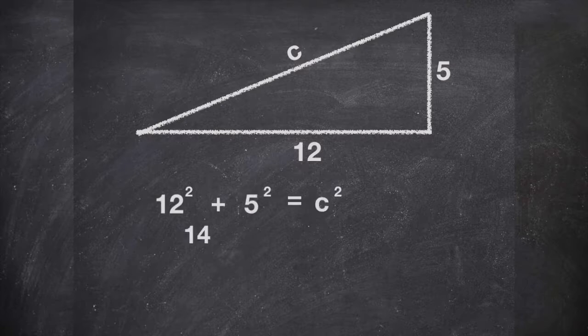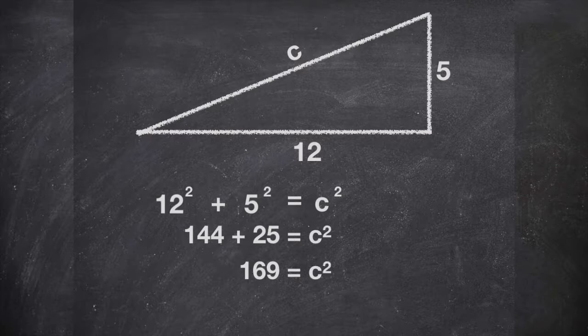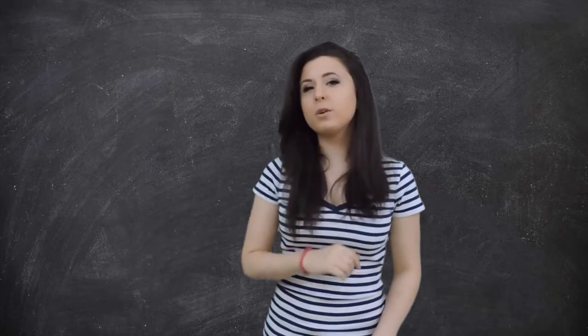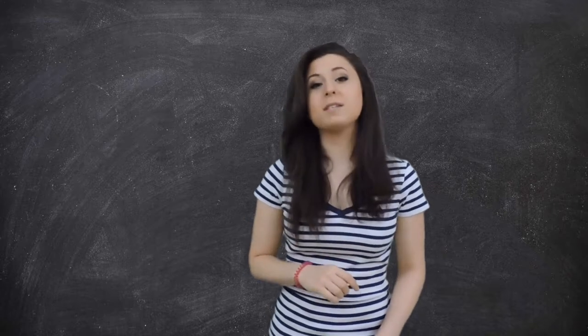12 squared equals 144, and 5 squared equals 25, and when added together they equal 169. Then, by taking the square root of each side, we can isolate c. The square root of 169 is 13, meaning the length of the hypotenuse is 13. But what if we wanted to solve for a missing angle rather than a missing side?